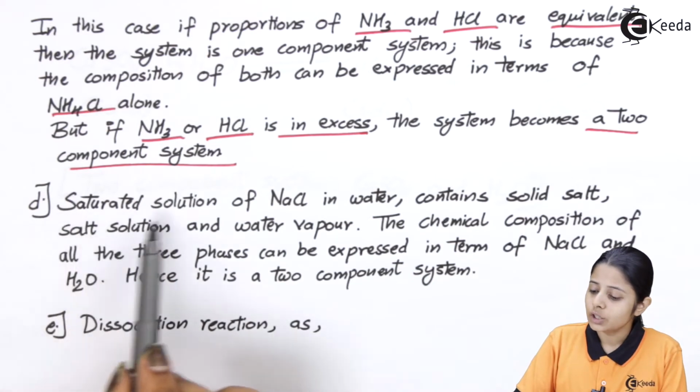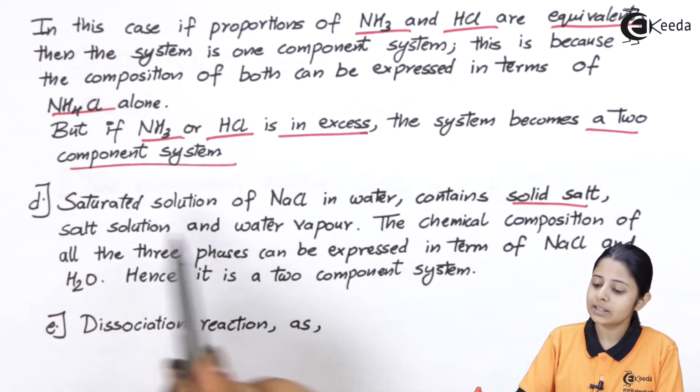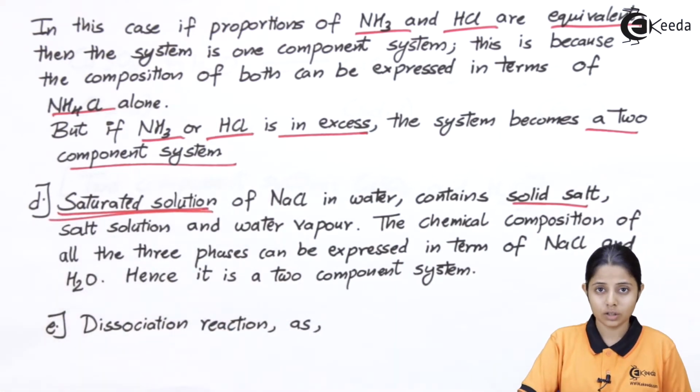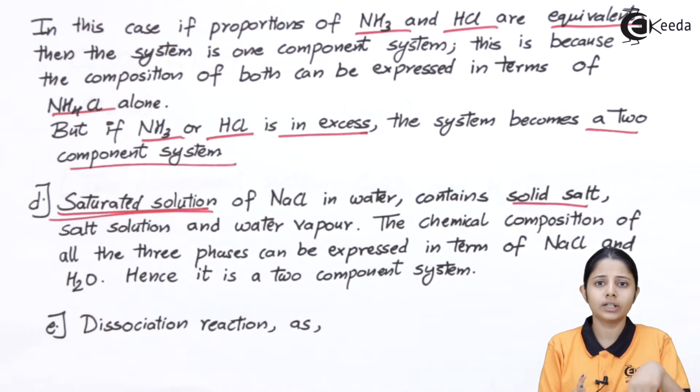Next is a saturated solution of NaCl in water that contains solid salt. Now when I say saturated solution, what do we mean? A solution contains 2 things, a solute and a solvent. If I have a vessel with solvent in it, the solvent over here is water, and I start adding NaCl, that is common salt, to it and start stirring, the NaCl will get dissolved.